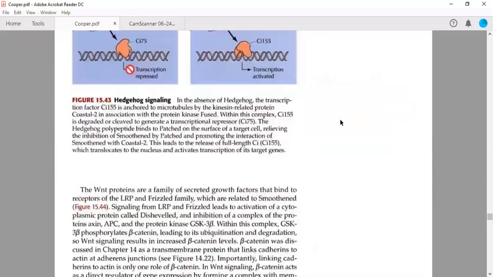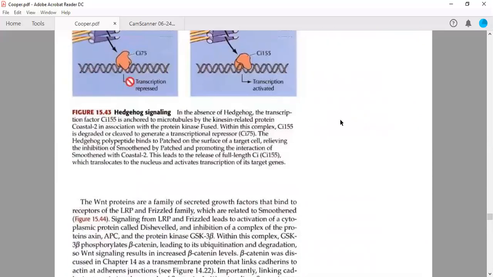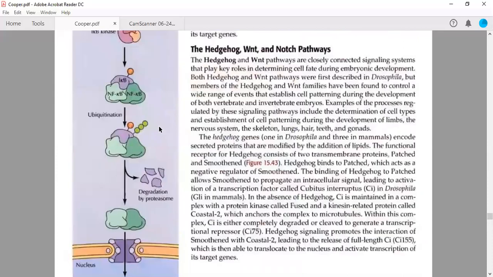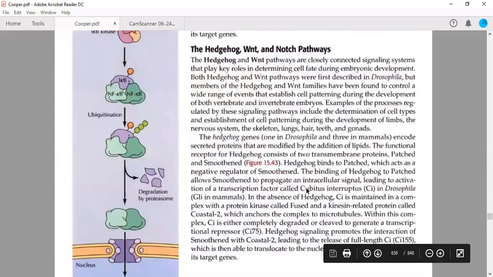So this is clear now. So they are related. These Costal 2 proteins are related to kinesin protein, so they will move towards the positive pole of these microtubules, and they are called microtubule motor proteins.